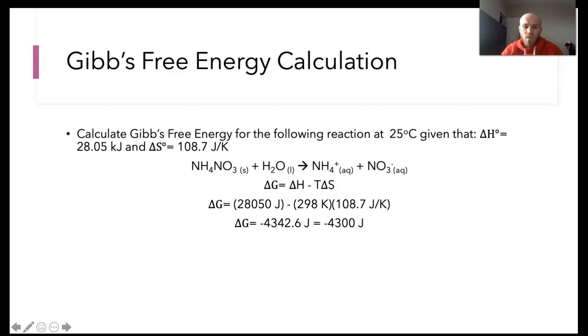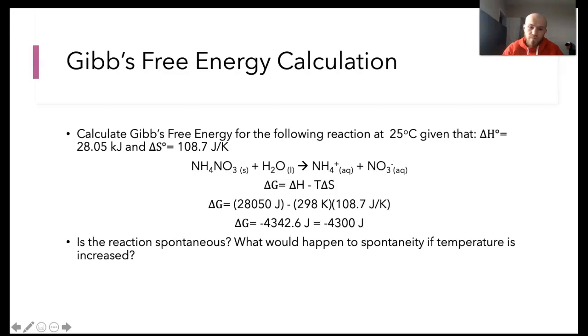If we think about the significant figures, 25 degrees has 2 significant figures, so our answer should have 2 significant figures. So we have that negative 4,300 joules. Now we've got to think, all right, is this reaction going to be spontaneous or is it going to be not spontaneous? So if we look at whether the Gibbs free energy change is positive or negative, it's negative here, so that's going to tell us that our reaction is indeed spontaneous.